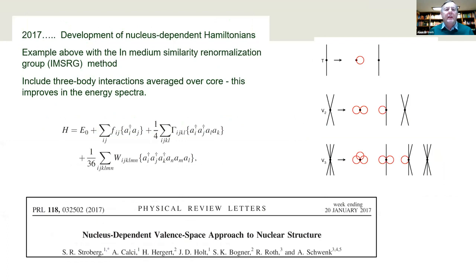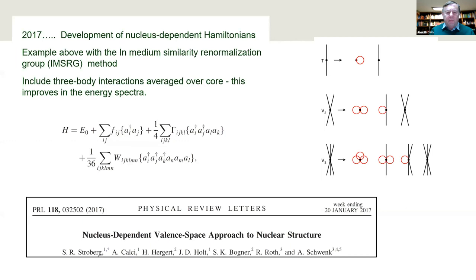In 2017, we see the start of the development of what are called nucleus-dependent Hamiltonians. And the example in the paper below is with the in-medium similarity renormalization group method, IMSRG. And several things are going on here. One is that the three-body interaction is finally explicitly included, but not as a three-body in the valence space. In the valence space, as you see from the diagrams on the right-hand side, what happens is that you take a certain nucleus in the SD shell, like silicon-28, and then you average the three-body term over the inert core or the other nucleons. And you end up with an effective two-body interaction, which is nucleus dependent.